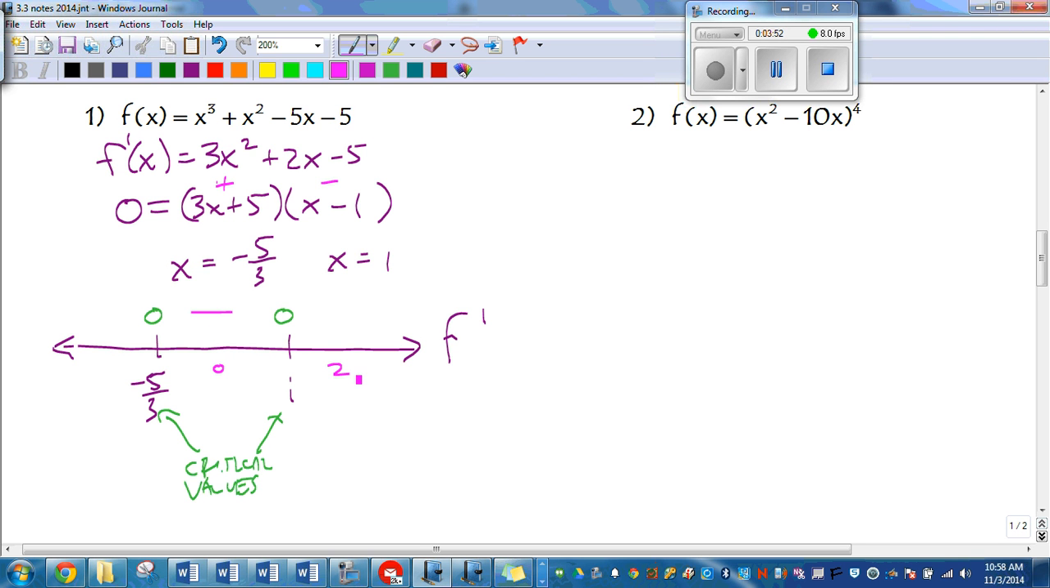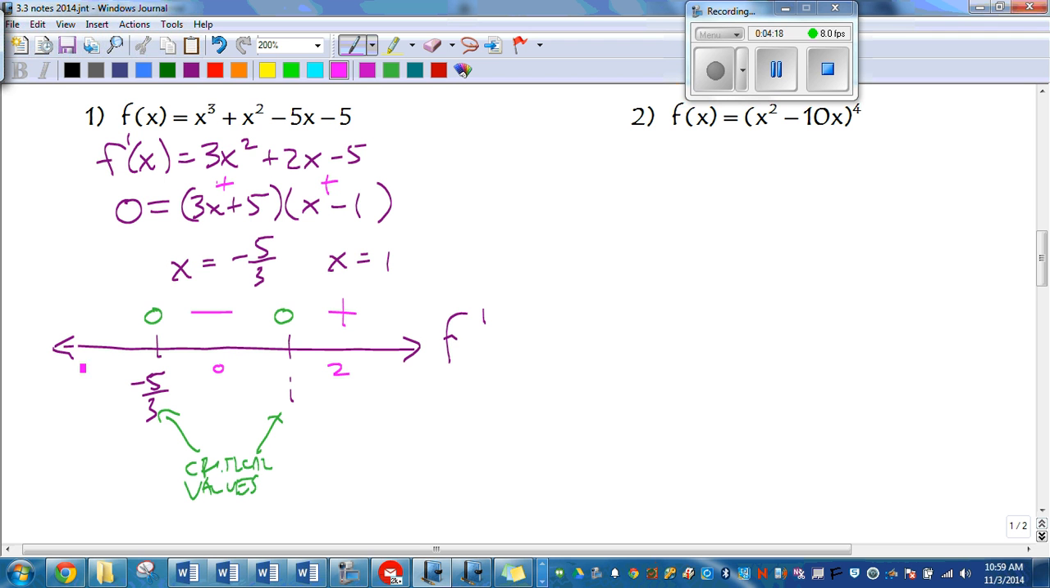So I'm going to do something to the right of 1. It could be any number to the right of 1. I'm just going to pick 2. If I put 2 into this first factor, I still end up with a positive number. If I put 2 in here, I get a positive number. So a positive times a positive gives me a positive number for my derivative. So all the numbers to the right of 1 are going to have a derivative that's positive. All the numbers between 1 and negative 5/3 are going to have a negative derivative.